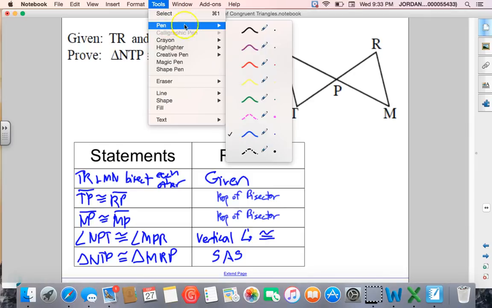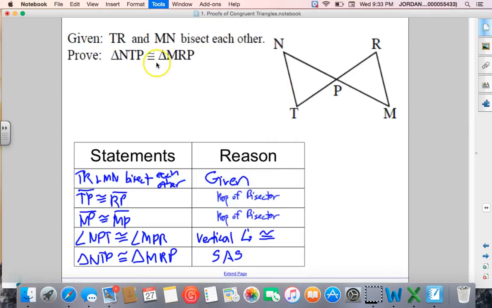Alright, so hopefully you guys did alright on this one. So let's start with what we're given. Only thing we're given is that TR and MN bisect each other. So that's what we would put for our statement, and it's something that was given to us. That's how we know. Now, what does that tell us, though? If something bisects, remember it cuts it in half. So if this line and this line bisect each other, then I know they both got cut in half. So NP must equal PM, or MP, and TP must equal RP, or be congruent to.